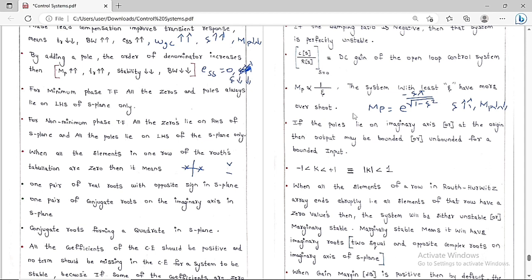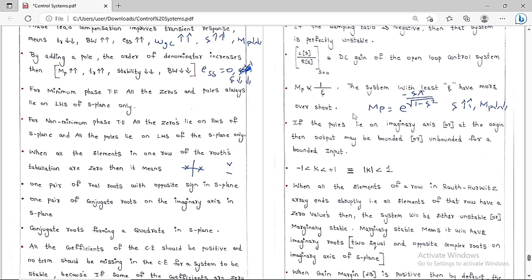Suppose the poles lie on the LHS of the s-plane, they may be repeating or non-repeating. Always we are going to get a response that is decaying. We can say the impulse response will be decaying. It will be decaying as time goes on. We can say the impulse response is going to tend to 0 as t tends to infinity.